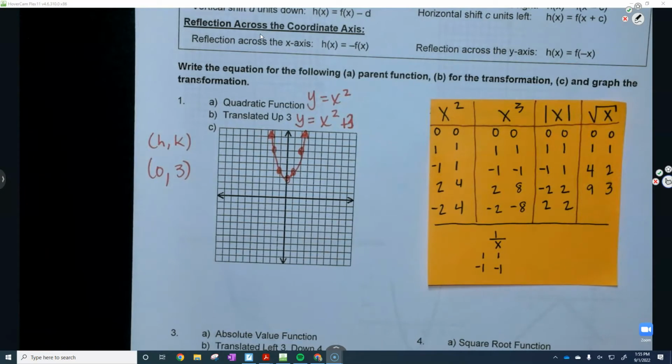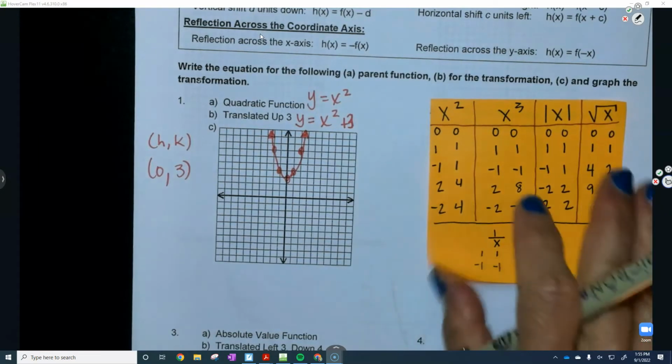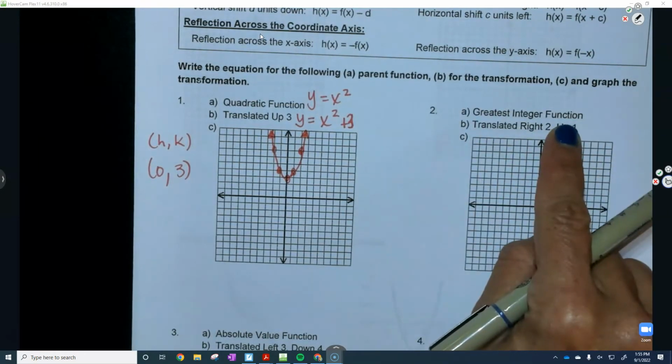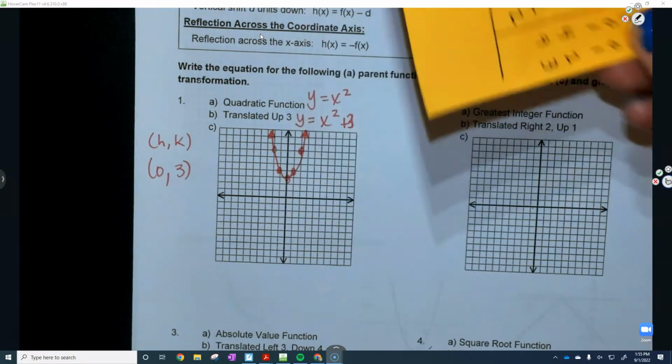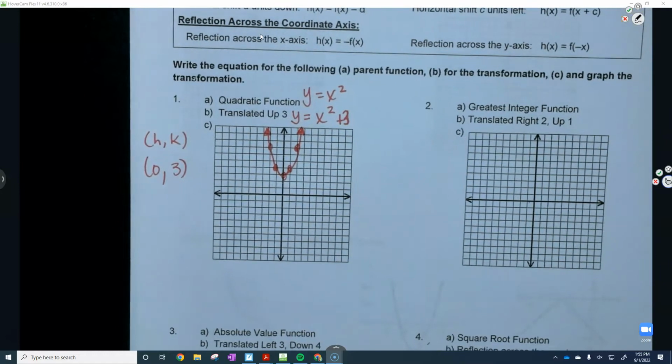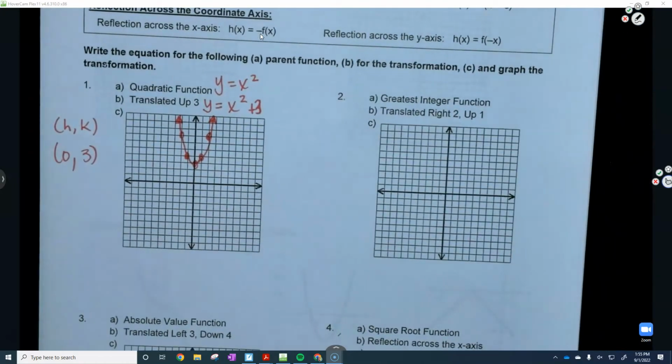All right, let's roll on to number 2. For problem number 2, we are using the greatest integer function, so my little mapping isn't going to help. The greatest integer function is the longest one to graph. We're only going to do it once. You need 2 separate colors for this. If you have 2 separate colors, let's get it out.